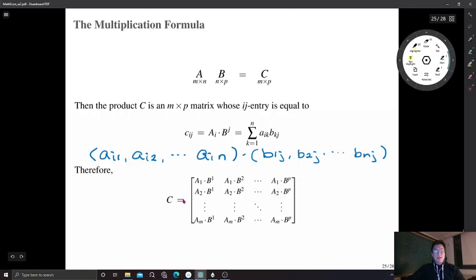All right. So each entry can be computed as the dot product of some row vector of matrix A and some column vector of matrix B. Okay, so matrix multiplication is indeed an extension of multiplication of vectors.